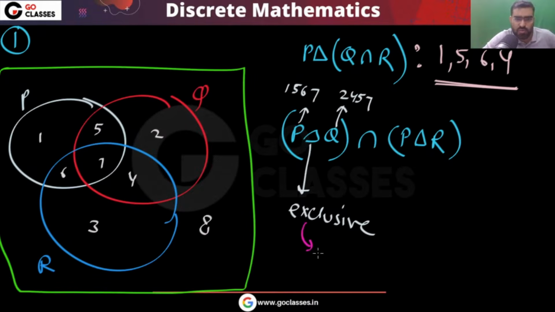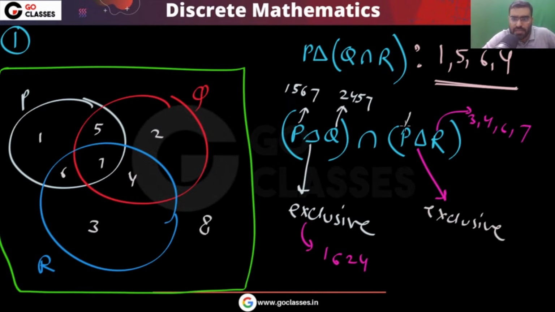What is exclusive? Tell me. I can say exclusive will be 1, 6. 1, 6 is exclusive. 2, 4 is exclusive. Similarly, R has this area 3, 5, 6, 7. P has 1, 5, 6, 7. So what is exclusive? Exclusive will be 1, 5, 3, 4.